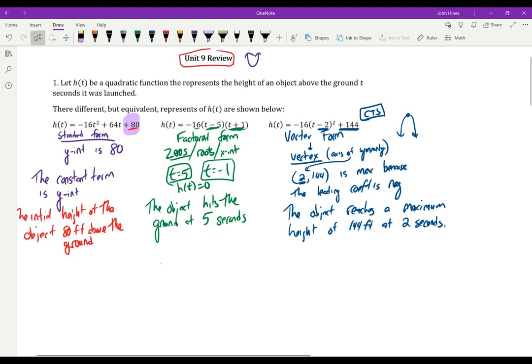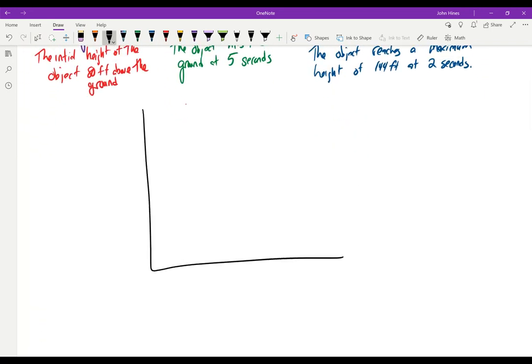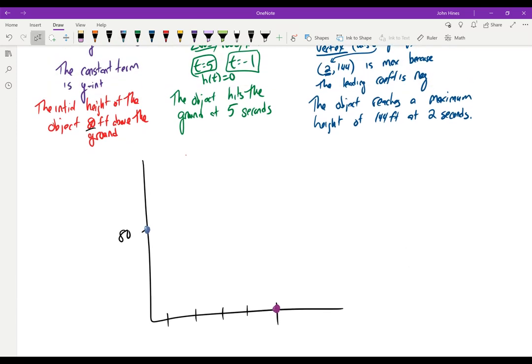So notice I got a lot of information just by looking at different representations of this parabola. And now I can make a nice little sketch of this object being thrown. I know it has a y-intercept of 80. It hits the ground after 5 seconds: 1, 2, 3, 4, 5. So that's when the parabola is going to hit the ground. I start here, and I know I have a vertex at (2, 144).